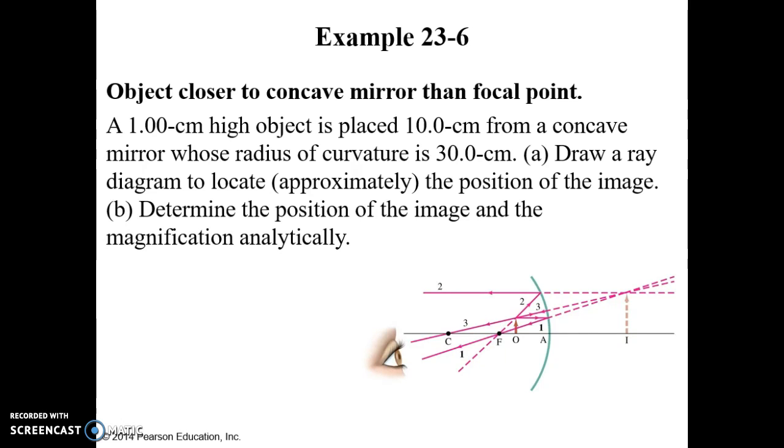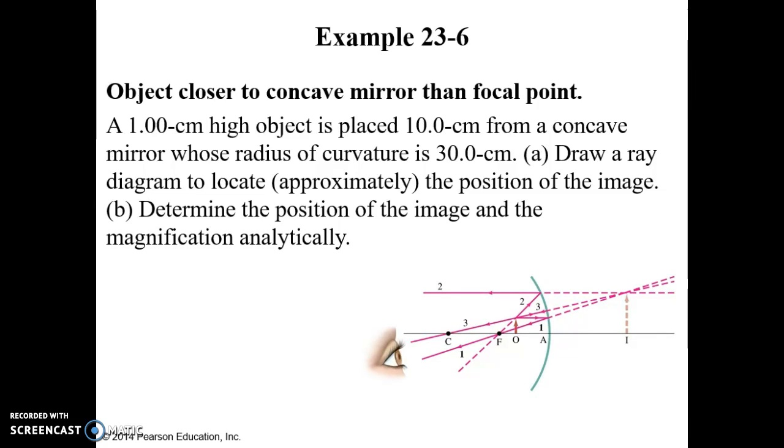The incident ray 2 needs to line up with the focal point and the top of the object, which extends to the mirror. From there, the reflected ray is parallel to the axis, and the dashed line is extended behind the mirror from the reflected ray 2.